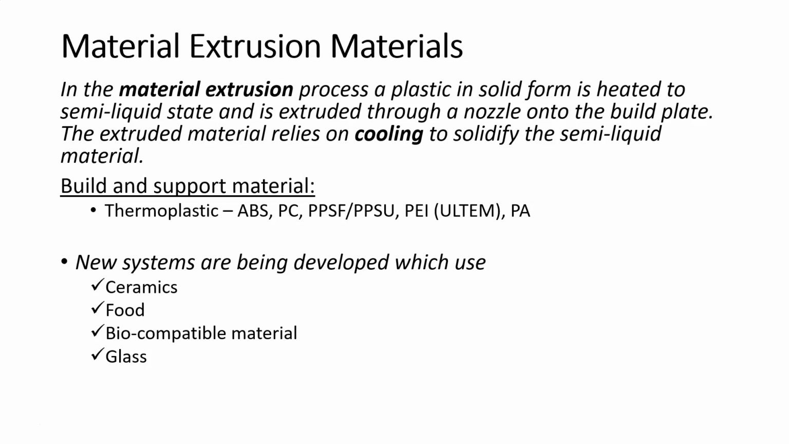New systems are being developed which use ceramics, right? Which use food, so we can 3D print our food. Yum. Biocompatible materials, that is materials that can be used in and on your body, and glass as well. Now, one addition that I would make to this is also we have new systems which are kind of revolutionizing the material extrusion process, which print with metal. Okay, so we can actually have metal 3D printing in the material extrusion process, and we'll talk about that later.